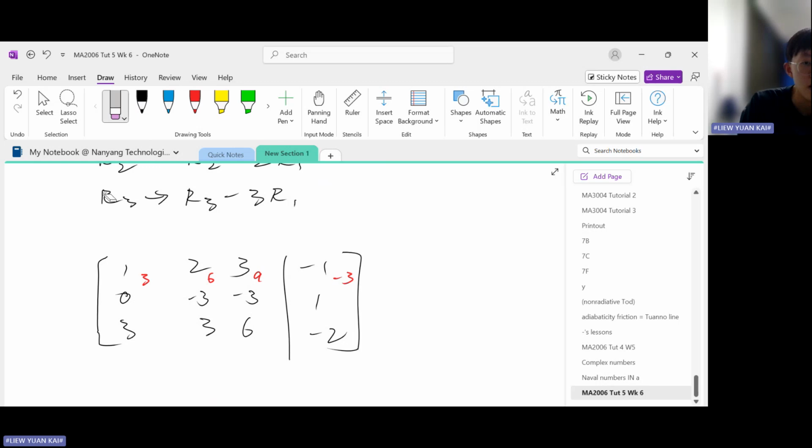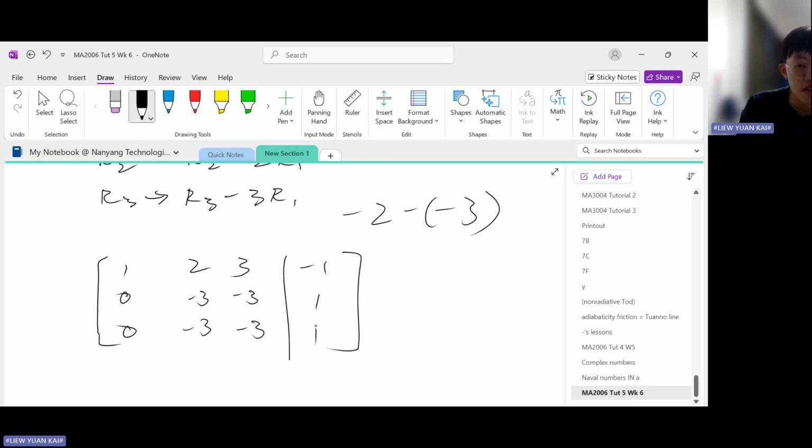Okay, so now let's do the second row operation. Row 3 minus 3 row 1. So 3 minus 3 is 0. 3 minus 6 is minus 3. 6 minus 9 is minus 3. Then minus 2 minus minus 3. Okay, minus 2 minus minus 3 is positive 1.